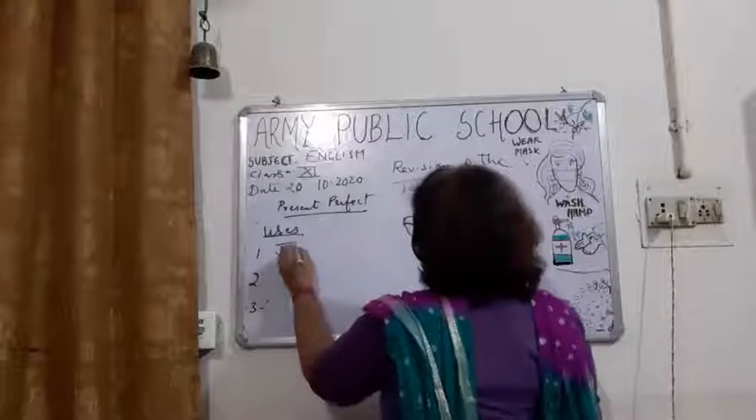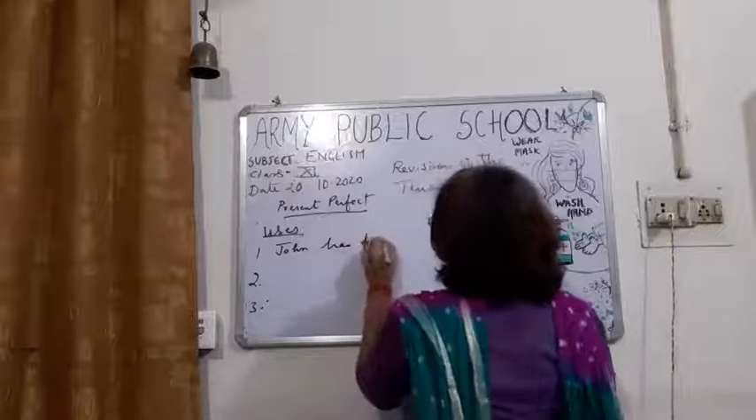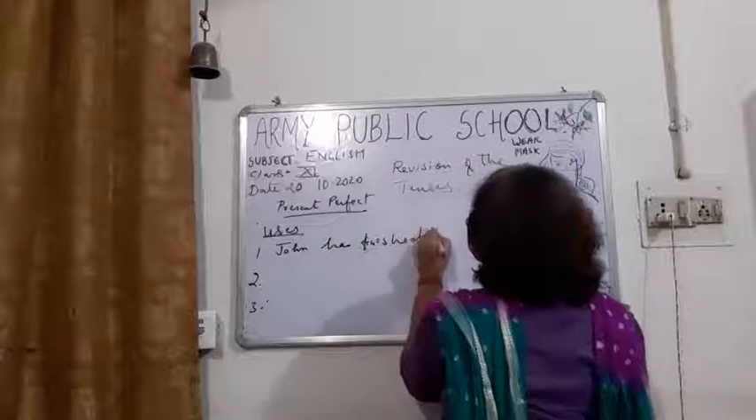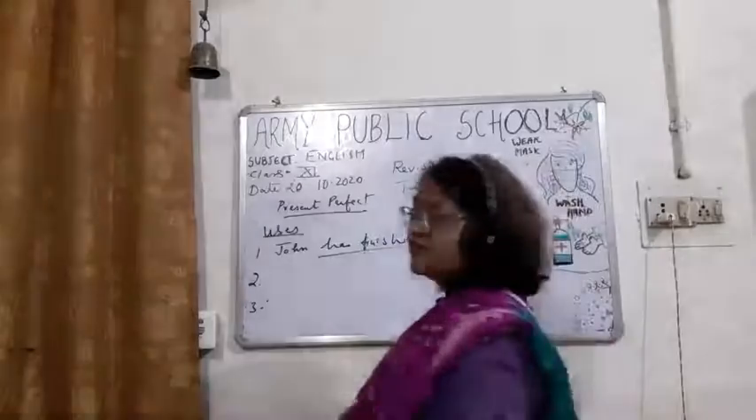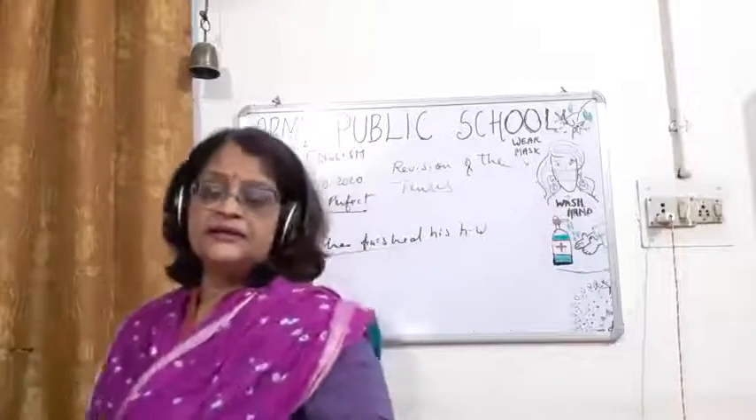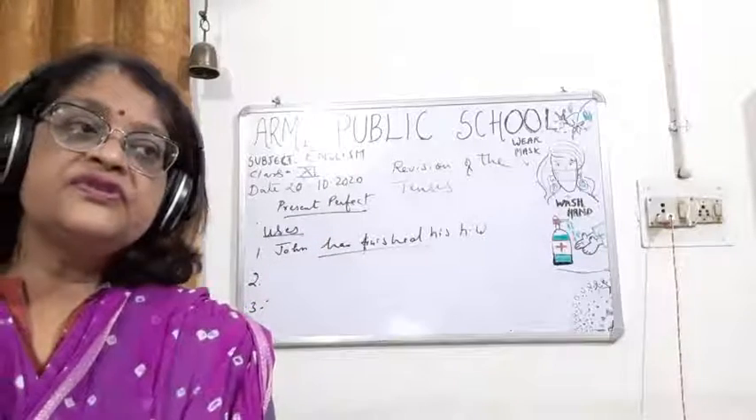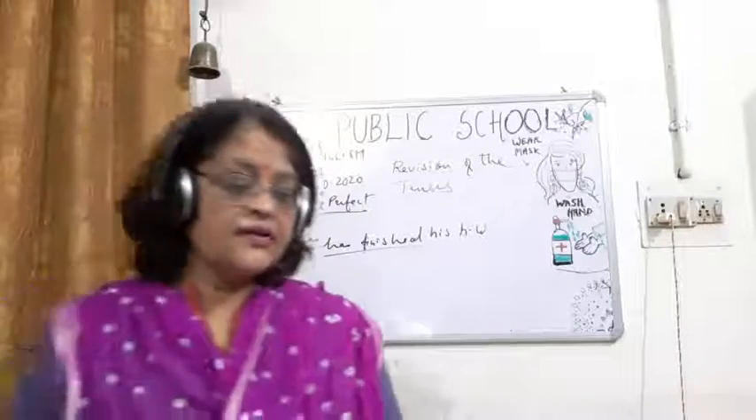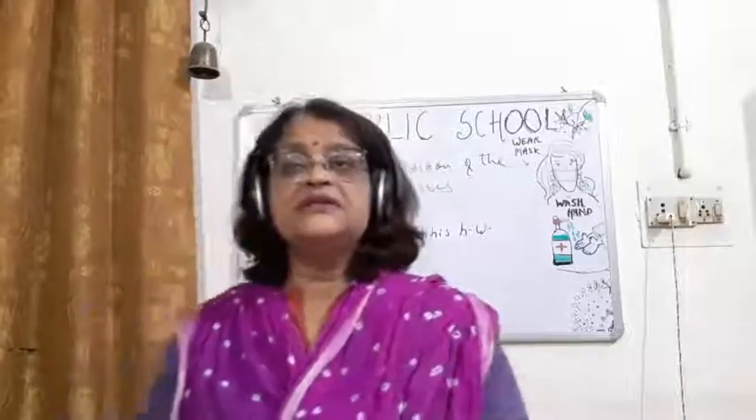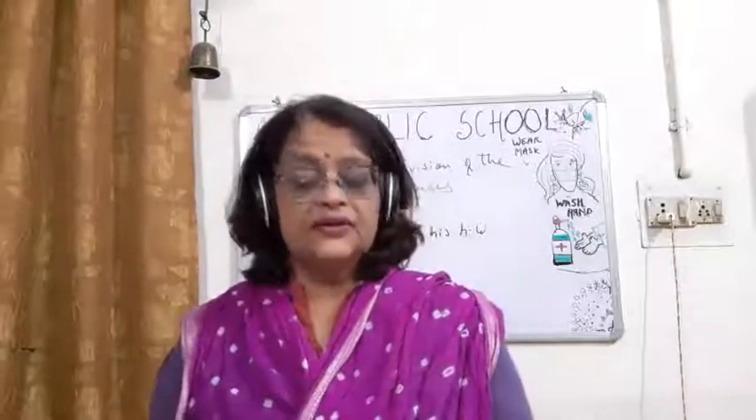Like, John has finished his homework. You can see, children, has finished is the present perfect tense, and here the time is not given. So the first use of present perfect tense is when the action is completed recently and the time is not given.